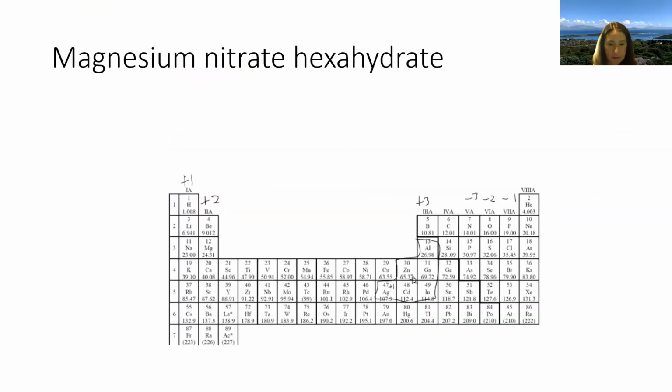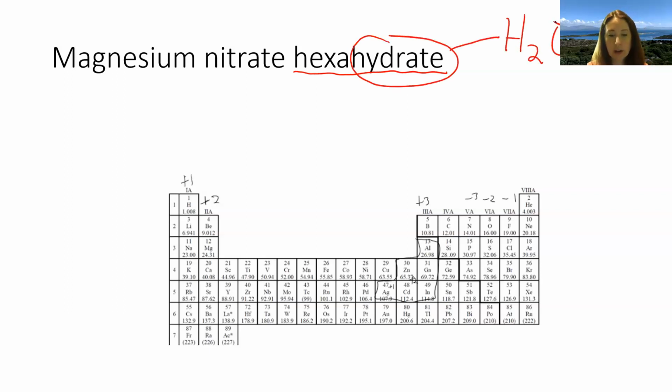Okay, this one is a little bit different. This one has a hydrate. We're going to be doing an entire lab with hydrates, but in your Chem 101, we talk about it, but I didn't talk about it in the lecture, so I want to make sure to talk about it now. A hydrate just means water. It's not a polyatomic ion. The word hydrate literally just means water. Hexa means 6. So this just means 6 waters. That's what hexahydrate means, 6 waters.